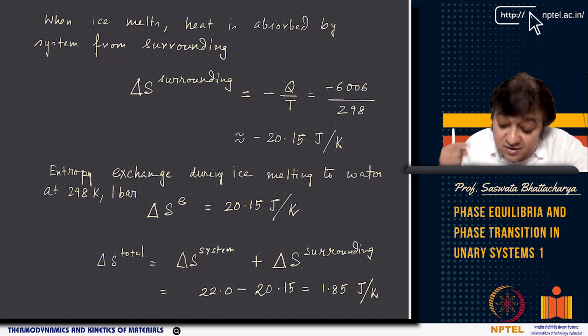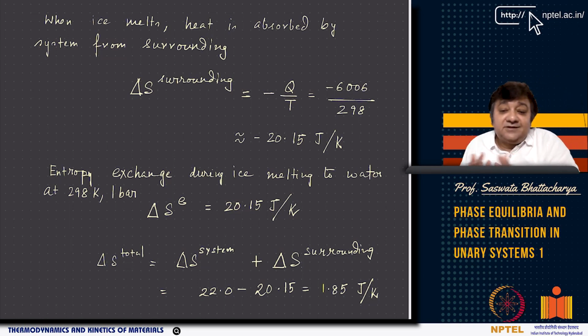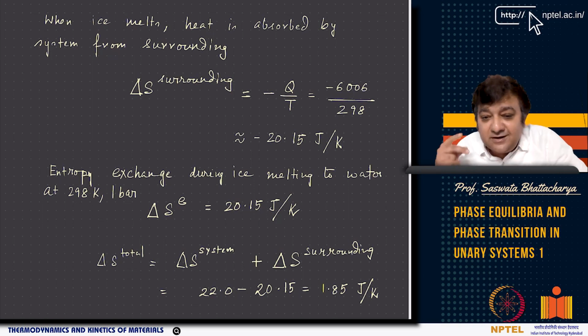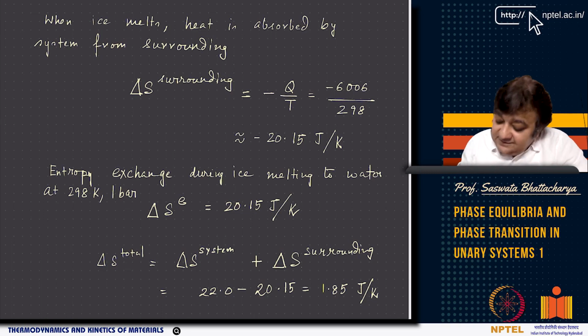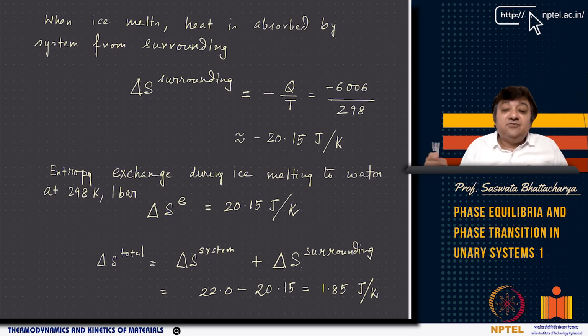Again, don't call it entropy produced. This is something that I am sorry for, I have told entropy produced. We should not call it entropy produced. It is the entropy that is exchanged, or transferred between the system and the surrounding. So this is delta S E, or you can call it delta S transfer, means the amount of entropy that is to be transferred to the system for this ice melting to water at 298 Kelvin and 1 bar pressure is 20.15 joules per Kelvin.